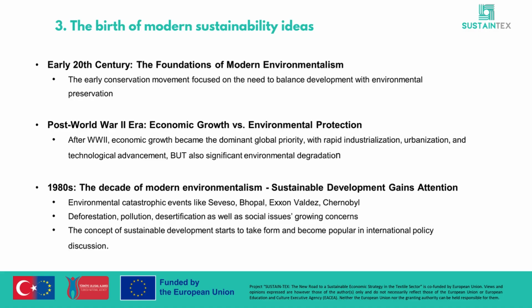The 1980s is considered to be the decade of modern environmentalism, where sustainable development gains attention. It is the era with environmental catastrophic events like Seveso, Bhopal, Exxon Valdez, and Chernobyl. Meanwhile, growing concerns for the rise of deforestation, pollution, and desertification, as well as social issues, and the concept of sustainable development starts to take form and become popular in international policy discussion.